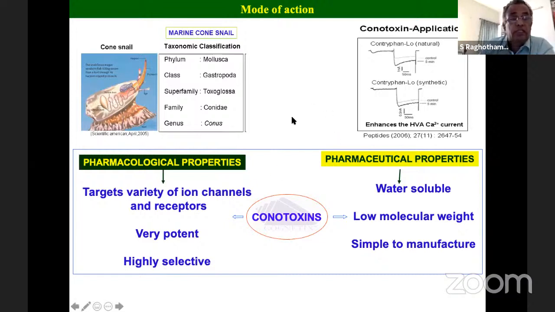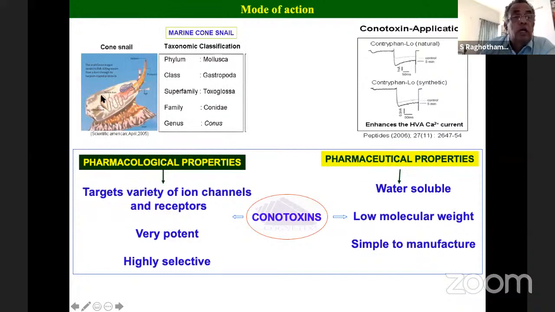I'll come to that in the next slide. Now, the pharmaceutical properties: it targets various ion channels, most of them. This works on these ion channels, very potent and highly selective. Now, this is how the cone snails use this drug.